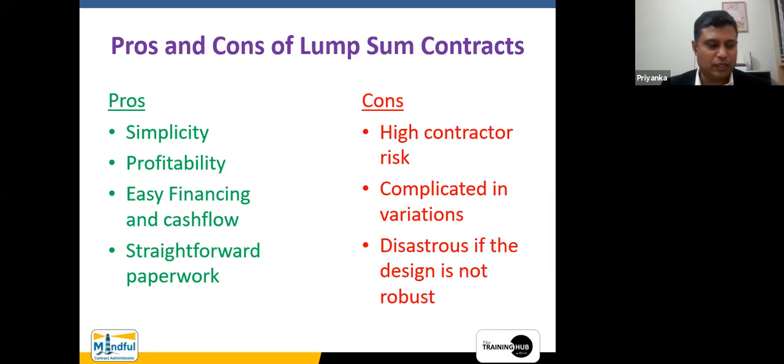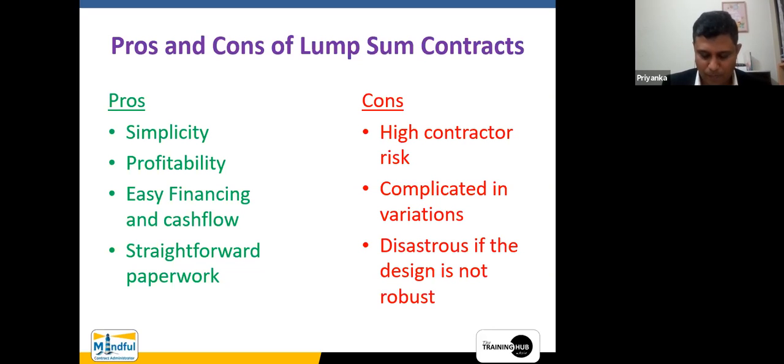But the contractor is at a certain portion of risk. Then it is complicated in variations, right? In a lump sum contract, unlike a remeasurement type of contract or a cost reimbursable type of contract or maybe a management contract, the complications in variations arise because sometimes there is a lot of disagreement pertaining to the practical aspects. That is why whenever a variation is being issued, they have to go through certain tedious processes, which I will be explaining in the forthcoming hours, right? And then it is disastrous if the design is not robust.